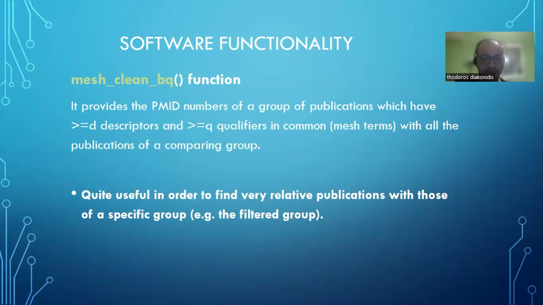Extra functions that are included in the package, this is the meScaling BQ function. What it actually does: let's say that you have a group of publications and you want to have in common more D descriptors and more Q qualifiers with the publications of a comparing group. Let's say that the comparing group is the four or five publications that we had, and you enter as an input another bigger group, and you want to see which publications of the bigger group have these numbers in common. So in this way, you filter even more your publications in terms of the relative comparing group.